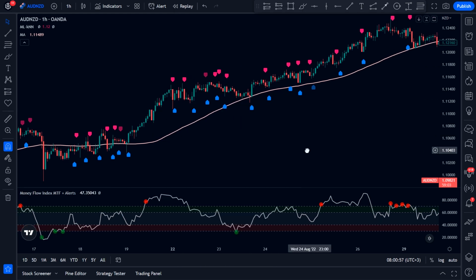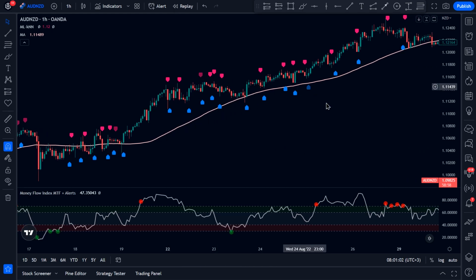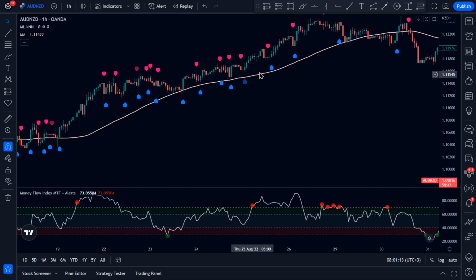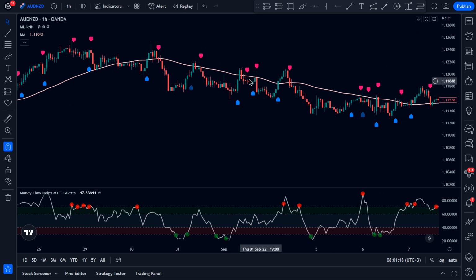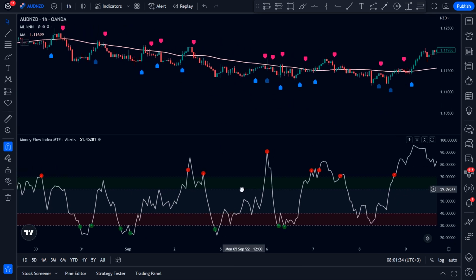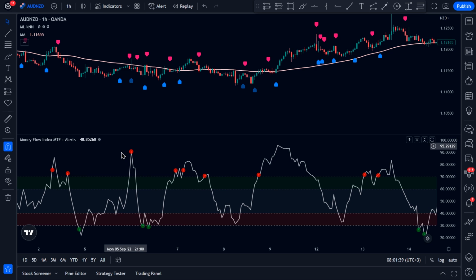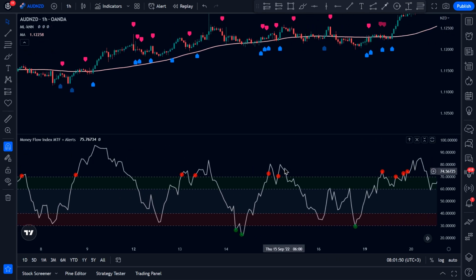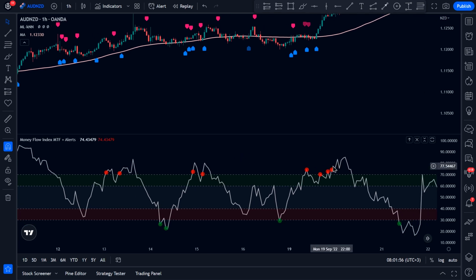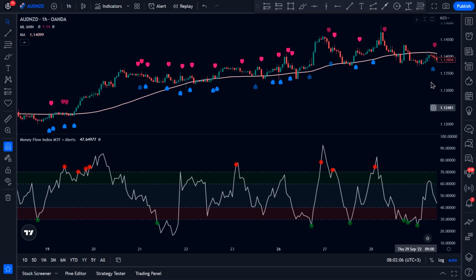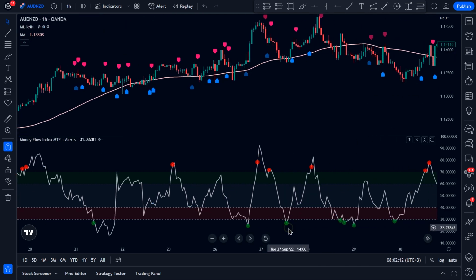Now, this moving average is going to be used as a trend filter. When the market is trading above it, that would be considered a bullish trend, but whenever the market is trading below it, that would be considered a bearish trend. The Money Flow Index will be used to determine if the market is overbought or oversold. When it prints a red dot like this, that would mean that the market is overbought and we should be looking to take only short trades. But whenever it prints a green dot like this, that would mean that the market is oversold and that we should only be looking to take long trades.